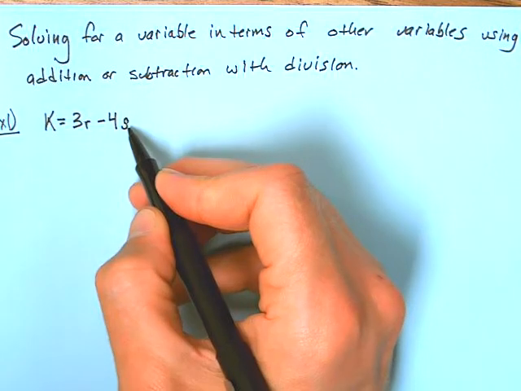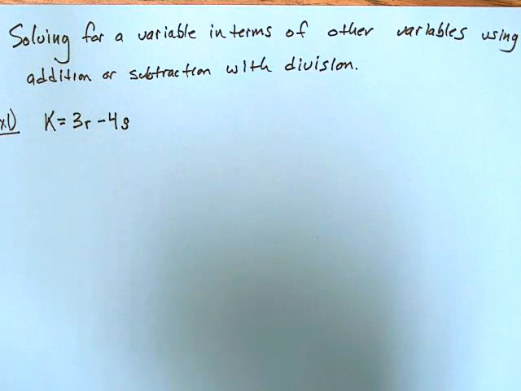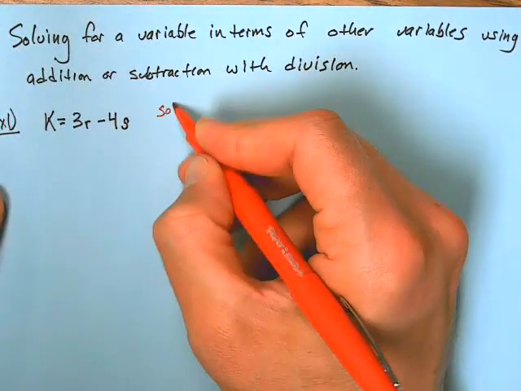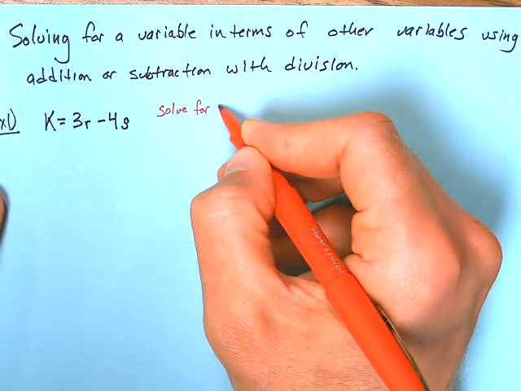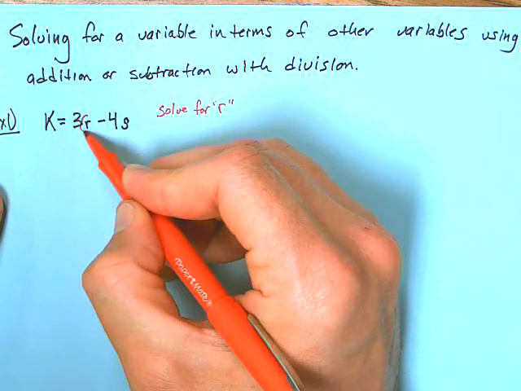Excuse me, my S's sometimes look like 5, so I have to be careful with getting confused with that. And let's say we want to solve for the letter R. What I like to do is always circle the variable I'm trying to isolate.